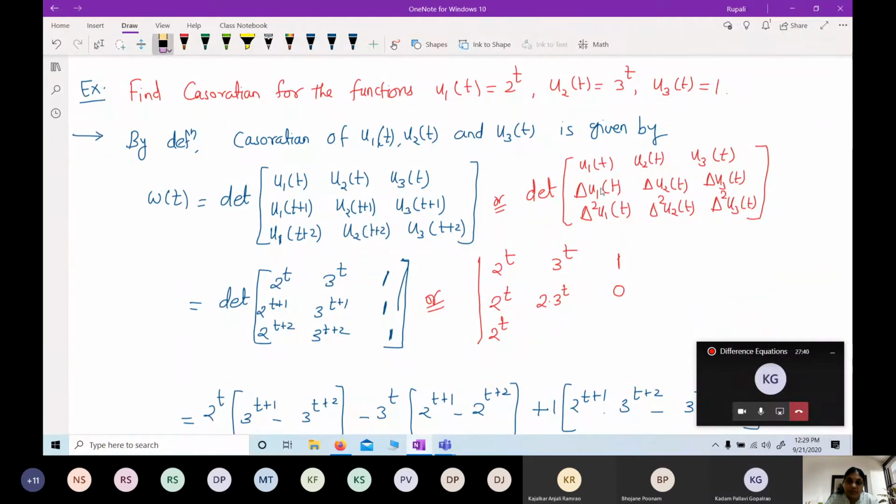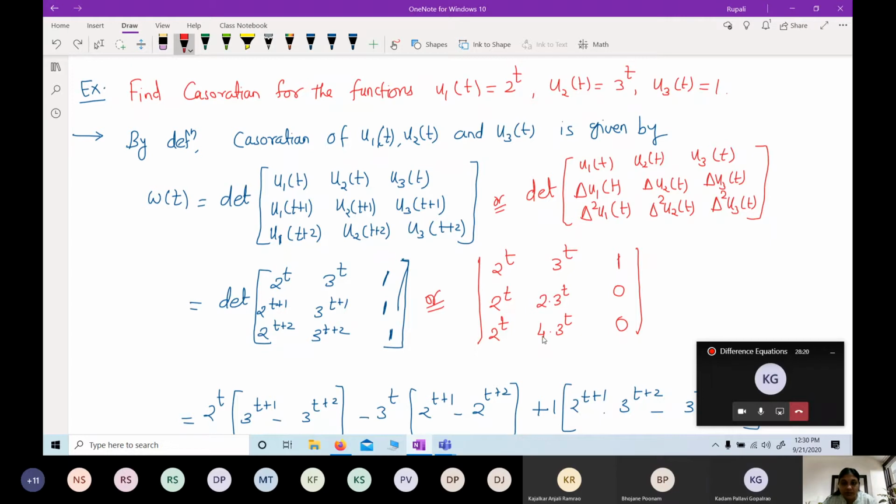So better you find first delta 1, delta 2, delta 3 and then you can substitute over here. I'm just writing. Now what will be here then? 4 times 3 raised to t. And again delta of 0 is 0. So this will give you the answer faster than this definition. So what will be the answer here?